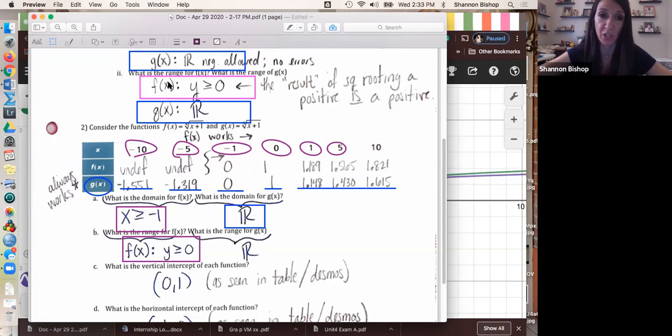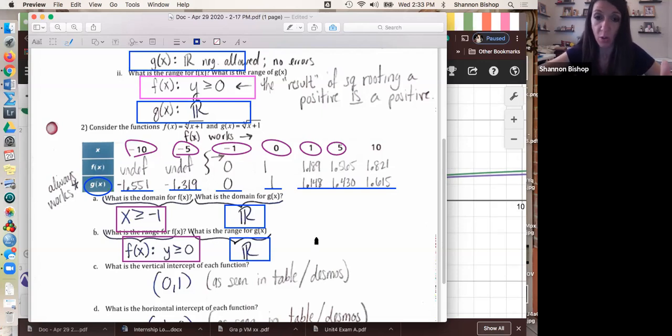Now what about the range for g of x? Go look at g of x's table again, but this time specifically look at the outputs. Did you get negative answers? Yes. Did you get positive answers? Yes. So did anything not show up in your table? You got a little bit of negative, you got a little bit of positive. It seems to all be accounted for. So the range for g of x seems to be all real numbers. There's no errors on g of x for some reason.